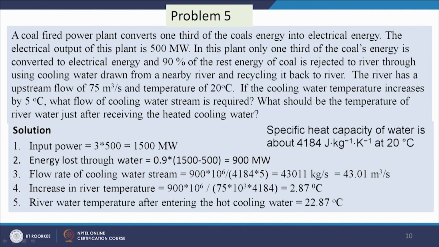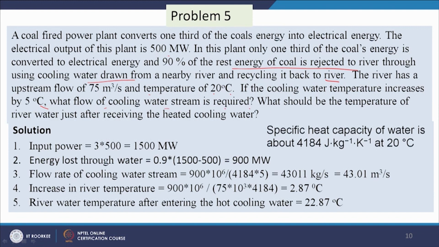Now, problem number 5. A coal fired power plant converts 1/3 of the coal's energy into electrical energy. The electrical output of this plant is 500 megawatt. In this plant only 1/3 of the coal's energy is converted to electrical energy, and 90% of the rest of the energy of coal is rejected to the river using cooling water drawn from a nearby river and recycled back to the river. The river has an upstream flow of 75 meter cube per second and a temperature of 20 degree centigrade. If the cooling water temperature increases by 5 degree centigrade, what flow of cooling water stream is required?